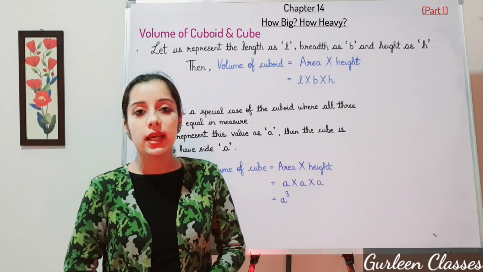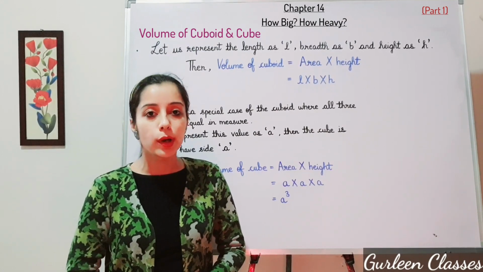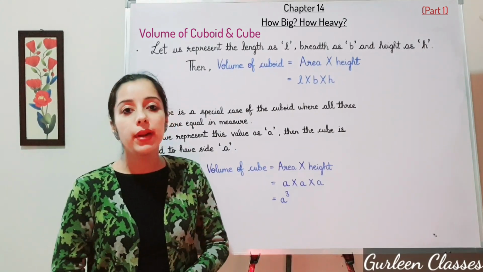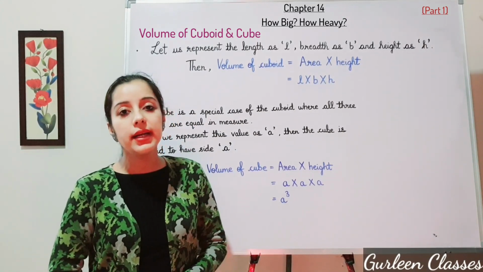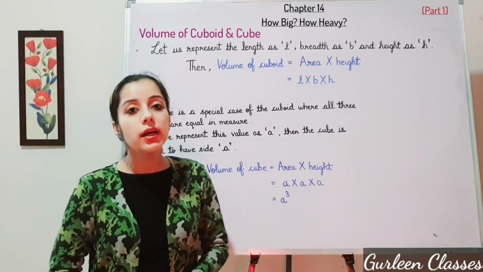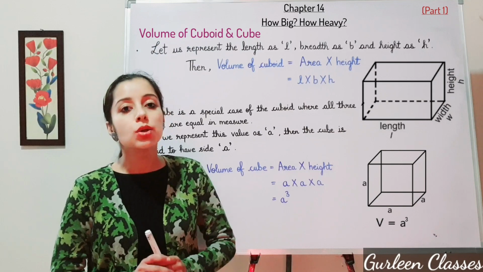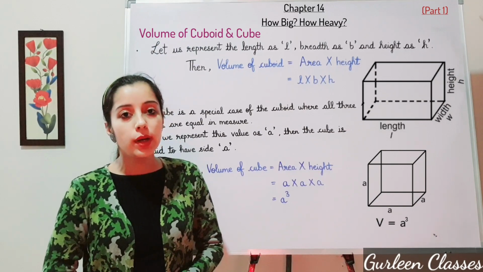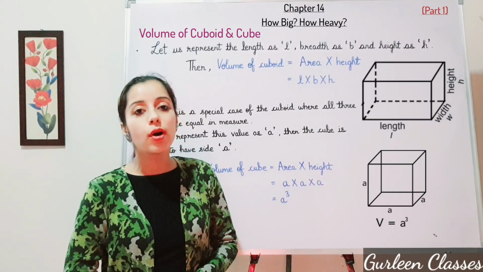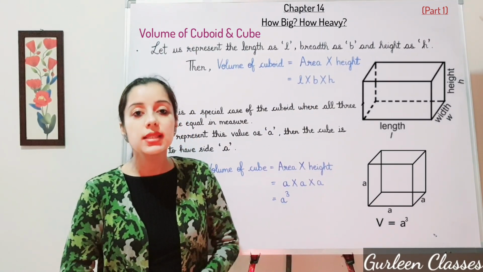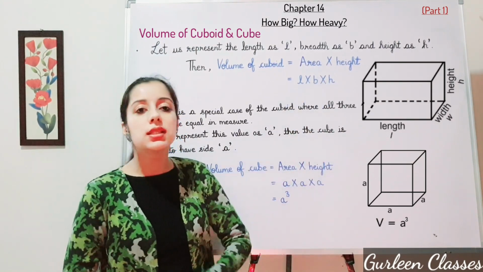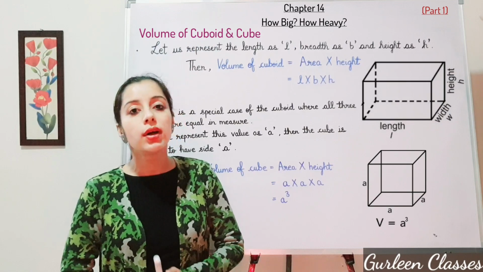So now let us see what is volume of cuboid. Here let us represent the length as L, breadth as B and height as H. As we know, all faces are rectangular in shape in a cuboid. So the volume of cuboid is equal to area of base into height. Students, what is the formula for area of rectangle? That is L into B. So L into B into H. This is the formula for volume of cuboid.